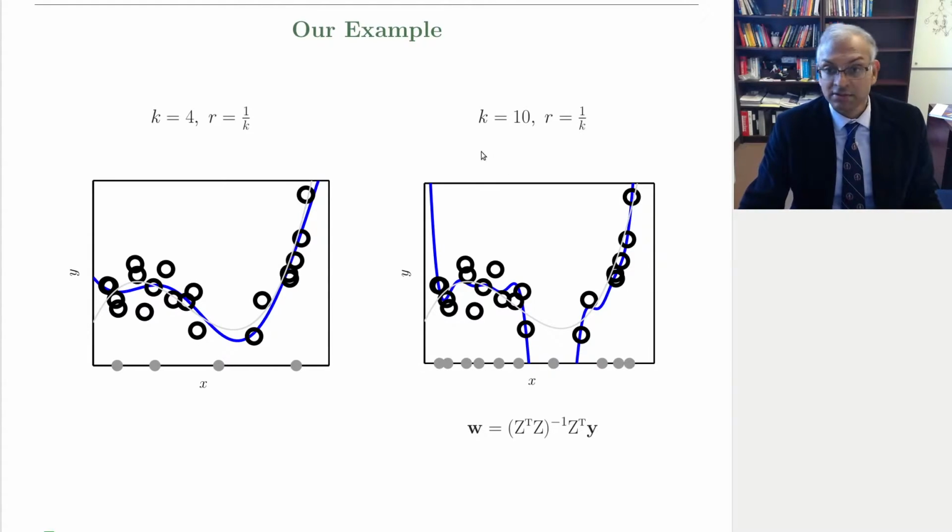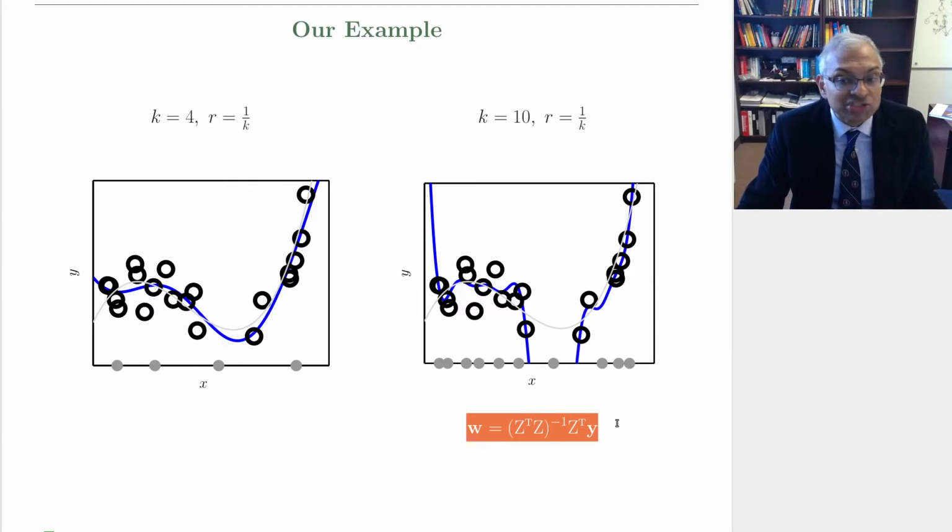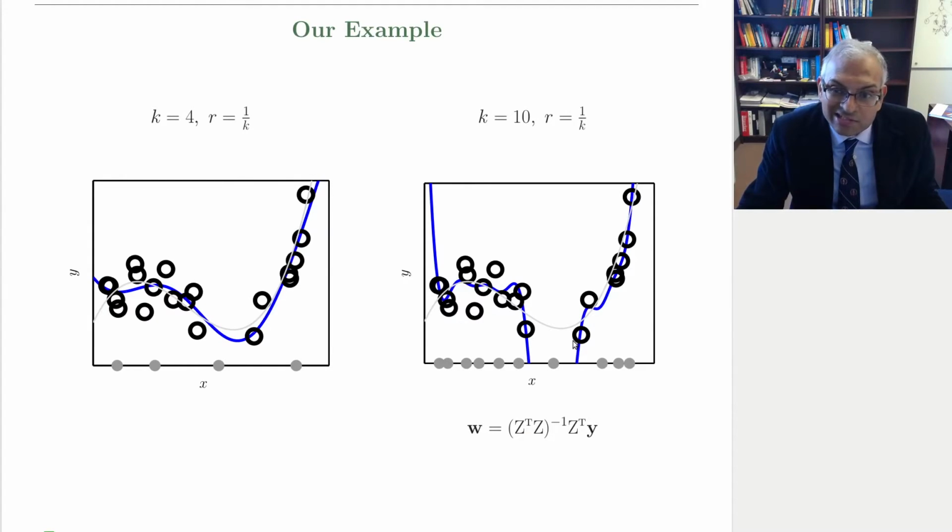On the right, same experiment, but I've chosen 10 bumps now. So we place the 10 bumps. r is 1 over k, so r is now smaller. We compute the similarity features, and then we run the linear regression, the pseudo-inverse algorithm, and we can clearly see overfitting. The blue curve is not a good approximation to the light gray target function. So this is clearly overfit.